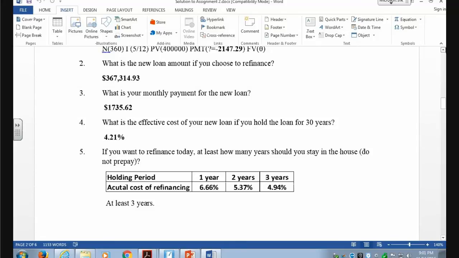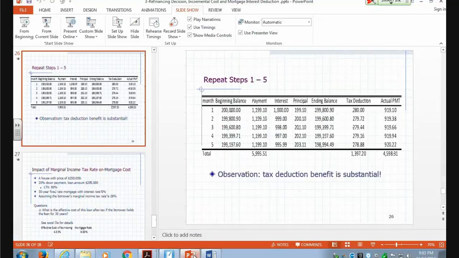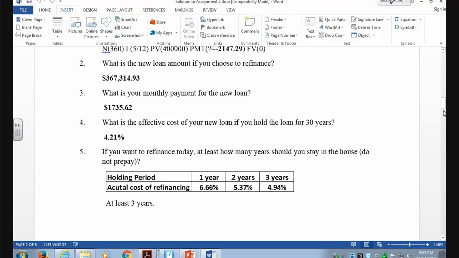Professor, how come in your PowerPoint slide, when you answer for that problem, you added the 2,000 and then divided by the discount points to get that number in your PowerPoint slide? Is that different? For problem 2, what you did to get the answer, you got the balance, but then you added 2,000 and then divided by 90% to get that new loan amount. That's what you did in your PowerPoint slide.